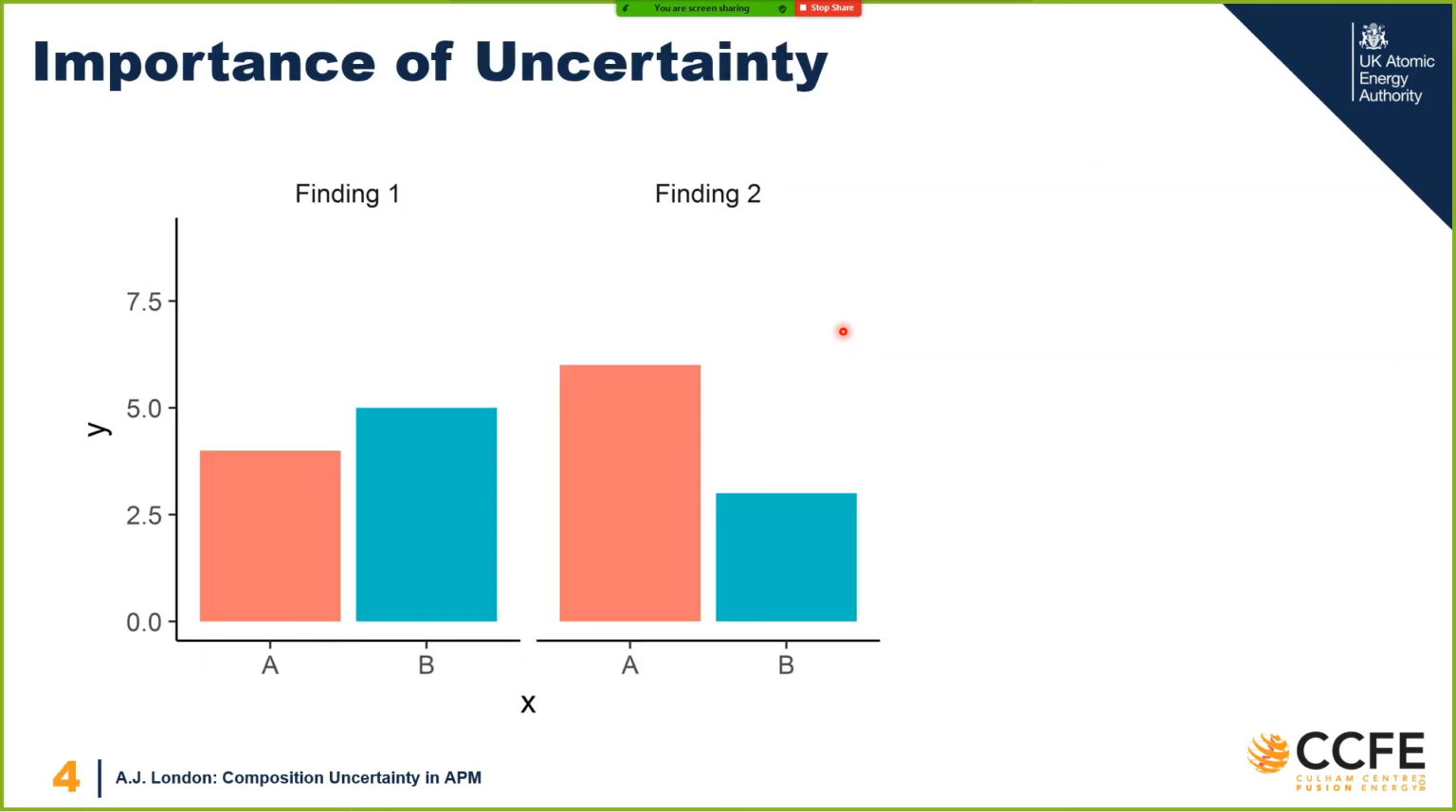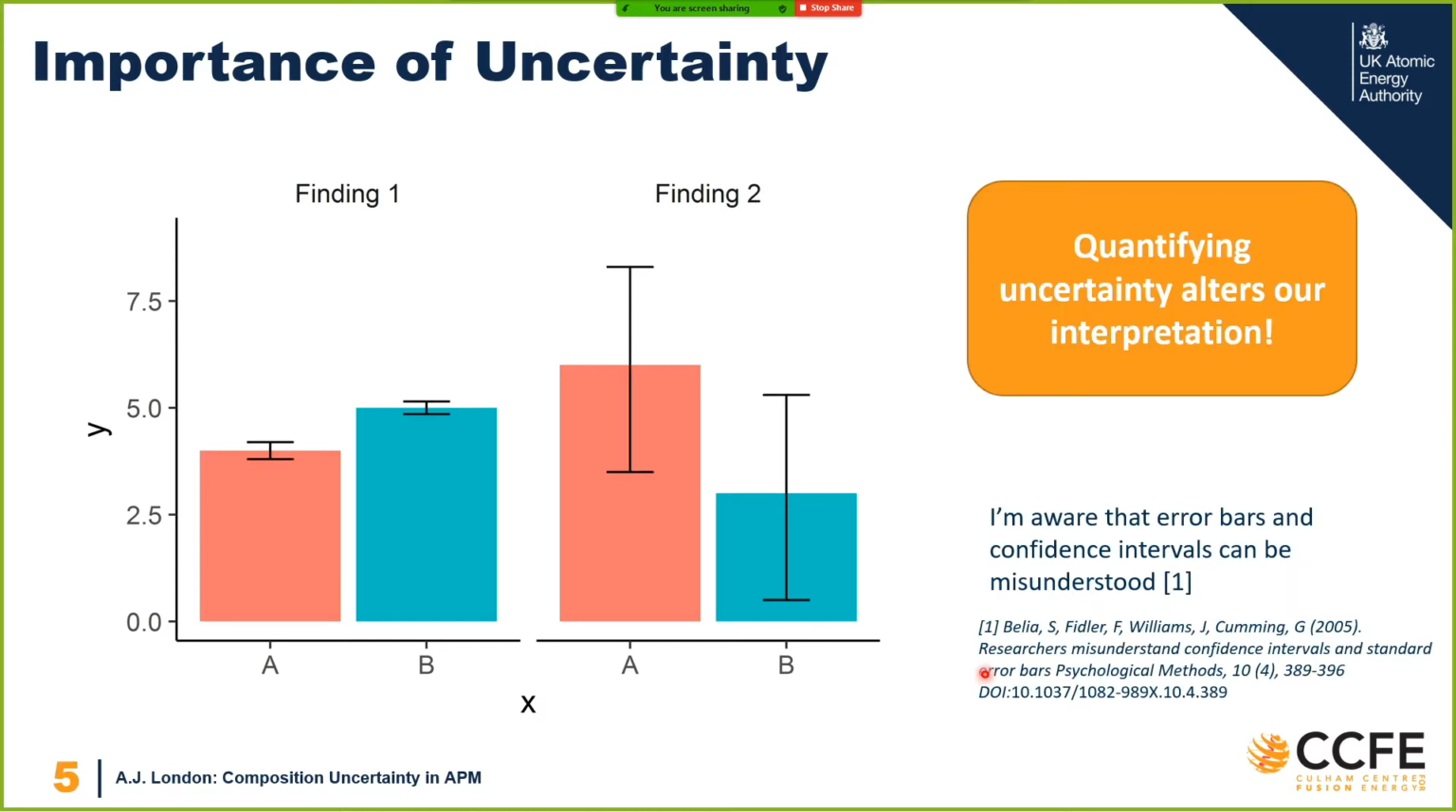So just to give you an example, if we've got two findings, finding 1 and finding 2, which one of these is significant? If these are the same error bars, then finding 1 is much more significant than finding 2. So our quantification of uncertainty alters our interpretation, and it can alter it quite drastically. There's a great paper here I recommend you read, especially how people misunderstand what error bars mean.